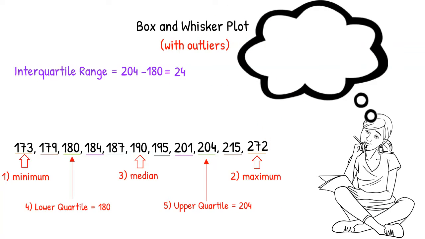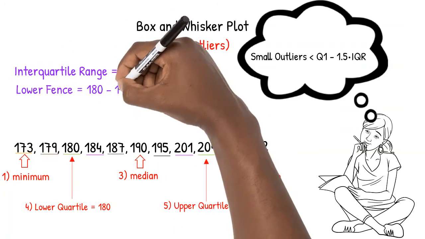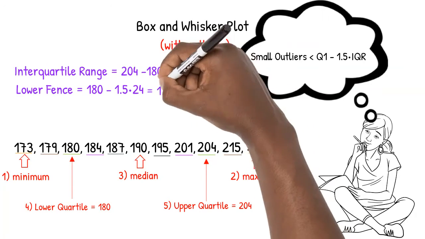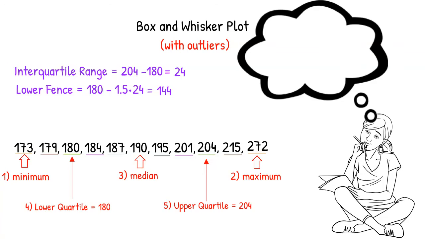In a previous video, we learned that small outliers are less than the lower quartile minus 1.5 times the interquartile range. This will create a lower fence that we will need for our display. The lower fence is equal to 180 minus 1.5 times the interquartile range, 24. The lower fence is 144.